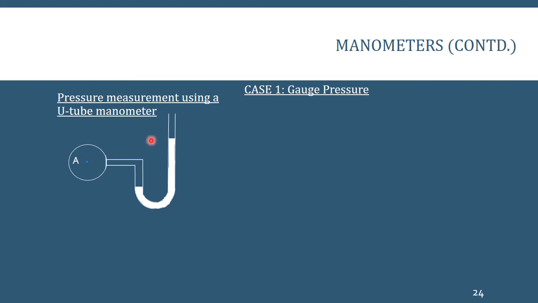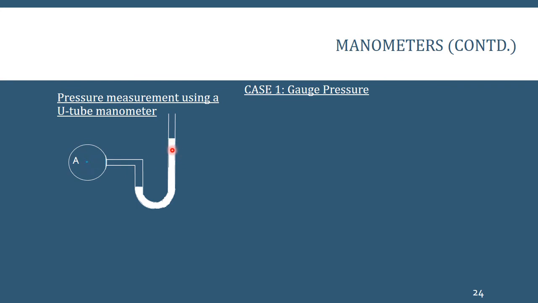So, I'm going to show you two cases where pressure at A is measured using a U-tube manometer. First one is when the pressure at A is gauge pressure. That is, pressure at A is greater than atmospheric pressure. Now, how can I say for sure that pressure at A is greater than atmospheric pressure? Because the free surface of mercury is above the point A. That is, A is lying below the free surface. When A is lying below the free surface, it means that the pressure at A is greater than atmospheric pressure.